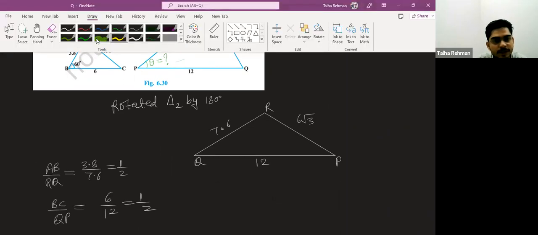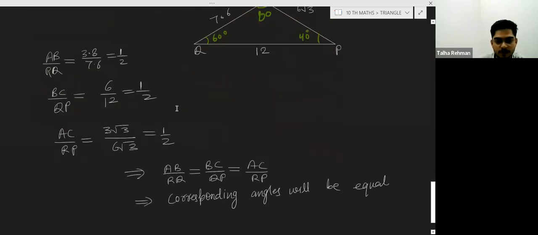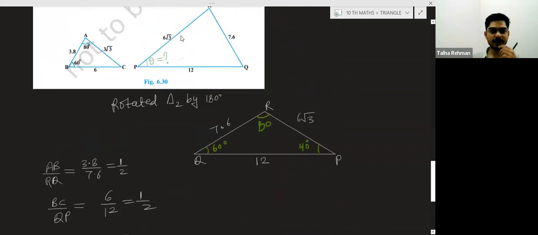So here, corresponding to AB, this side is RQ. So this angle will be 80 degrees. And this angle will be 60 degrees. Now we can find, this angle is 80, this is 60. So what will be this angle? 60 degrees? No. 40 degrees. So angle P will be 40 degrees. So corresponding angles will also be equal. So angle P is equal to 40 degrees. Got it? Okay, write down fast.